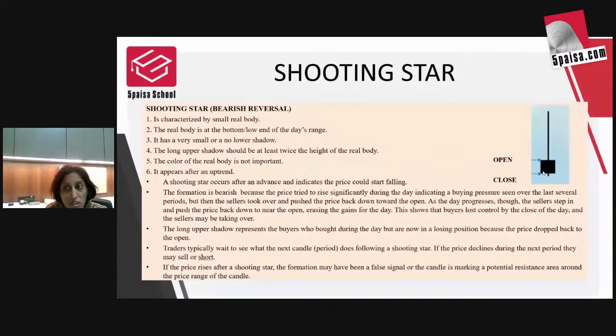So if the price rises after a shooting star, now this is something interesting. If the price rises after a shooting star, the formation may have been a false signal, or the candle is marking a potential resistance area around the price range of the candle. So you have to be very careful as to what is happening in the next trading session, whether the price is still declining or whether it is going up after the shooting star.